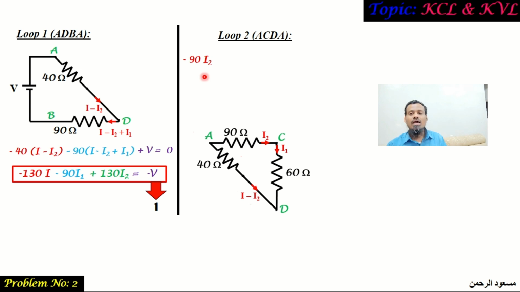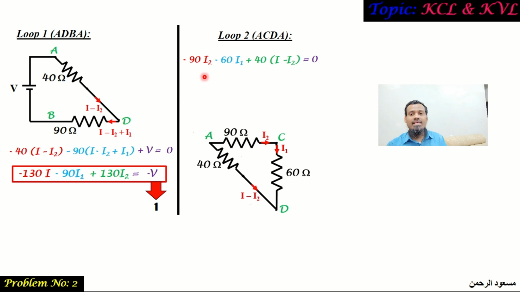So we will have a voltage drop of 60 minus 60 I1, and we will travel from D to A, where we are having opposite directions between the travel and the assumed current. So this is assumed to be a potential rise with a voltage of 40 multiplied by I minus I2. There is no battery in the considered loop, so the resultant voltage of this loop will be 0.